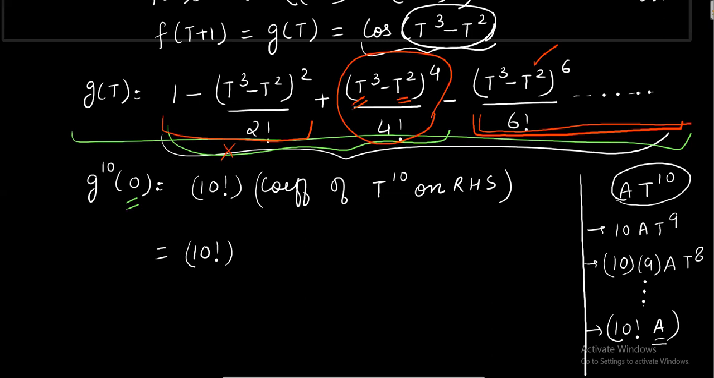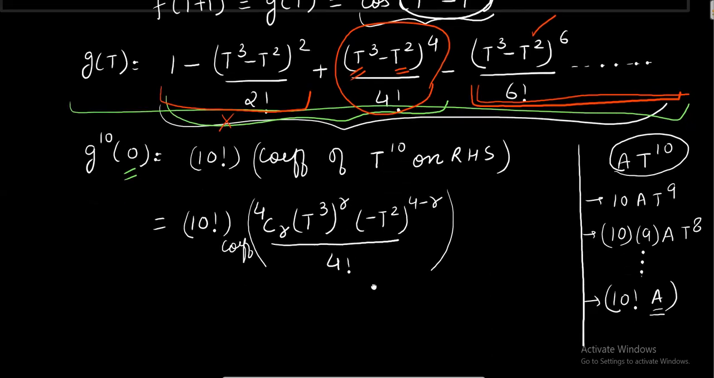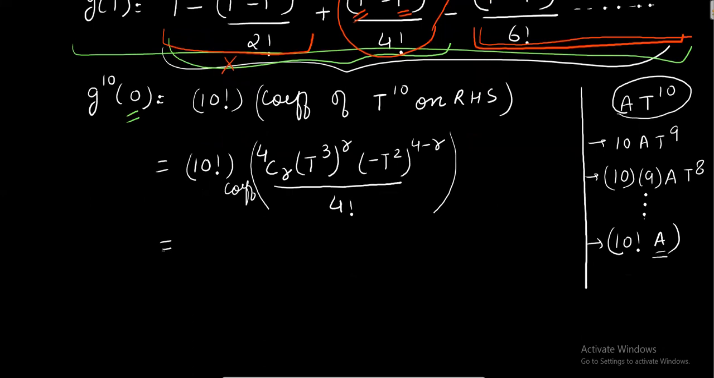Now I'm writing the coefficient of t power 10 on the right hand side. Applying the binomial theorem expansion, just writing the general term for CR. What you need is t cube raised to the power r. Then you will have to write minus t square raised to the power 4 minus r divided by 4 factorial. What I need here is only the coefficient. I'll just be calculating here the coefficient of t power 10. So proceeding further, I need to find out what exactly is r. I'm interested more in the value of r.